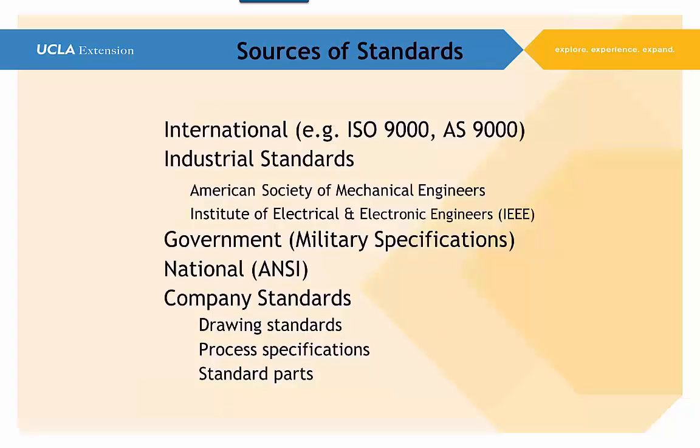And finally, if we take a look at some of the sources of our standards, there are the international standards such as ISO 9000 and AS 9000. I'm sure you're familiar with ISO 9000. That's a standardization we talked about before regarding the fact that if we want to sell overseas, the EU requires all vendors to be ISO 9000 certified, or you cannot even sell anything into Europe.